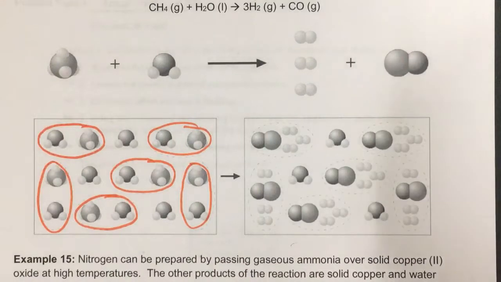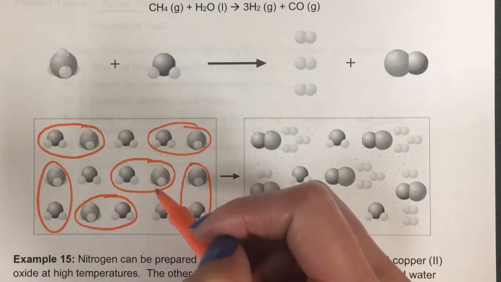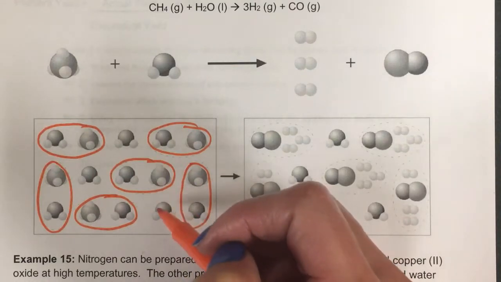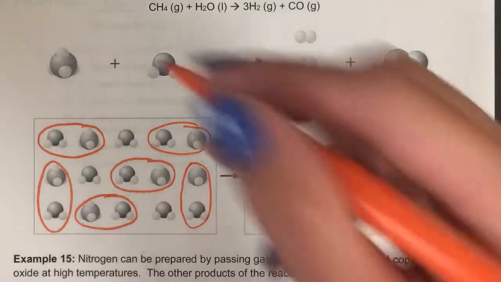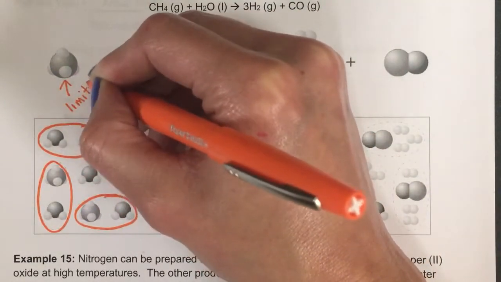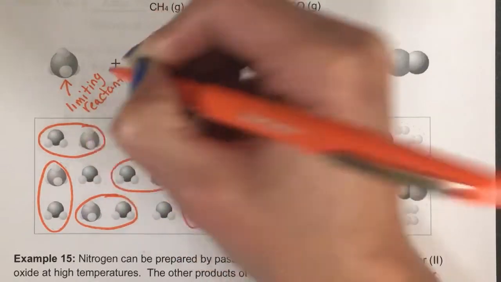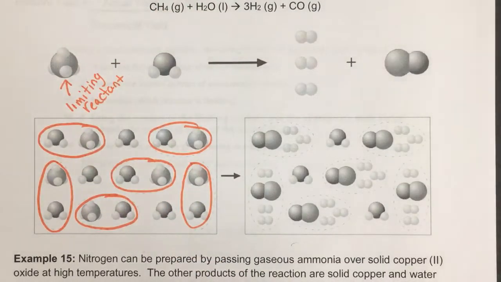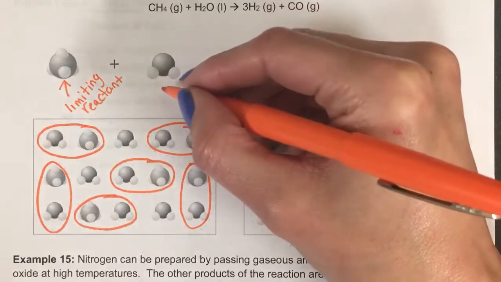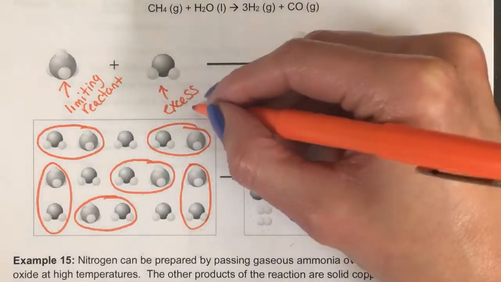Well, I've still got stuff left over, but everything that's left over are water molecules. I have no more methane for them to react with. So because methane ran out first, we call it the limiting reactant. Because there's extra water, we call that the excess reactant.